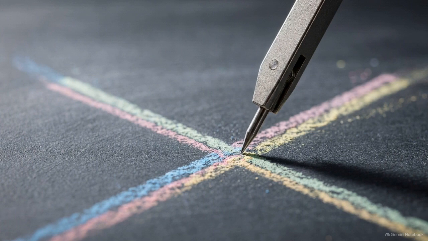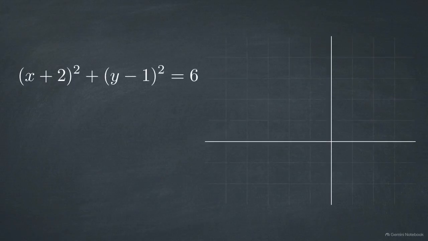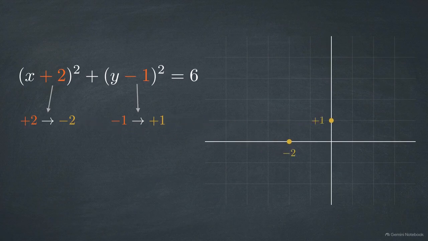To draw the circle, we first need to identify the exact coordinates for its center. Look at the +2 and -1 inside the parentheses. When plotting the center, you invert these signs. The +2 becomes a -2 on the x-axis, and the -1 becomes a +1 on the y-axis. Your center is at (-2, +1).